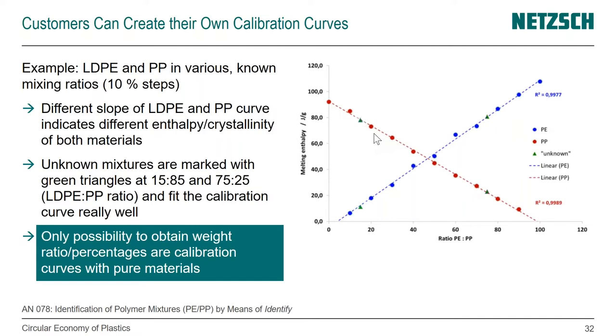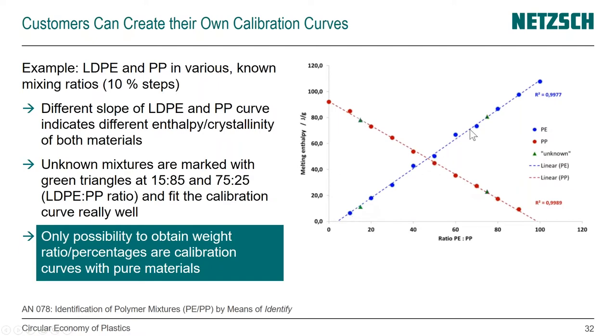And then what we did, we created unknown mixtures. Obviously, we knew them, and we just wanted to create something that didn't represent something we did before. So we picked 15/85 and 75/25 ratios of LDPE to PP, and you can see that the green dots that represent that fit really well on this calibration curve. So a calibration curve like that is one of the only possibilities to obtain weight percentages when you have pure material.